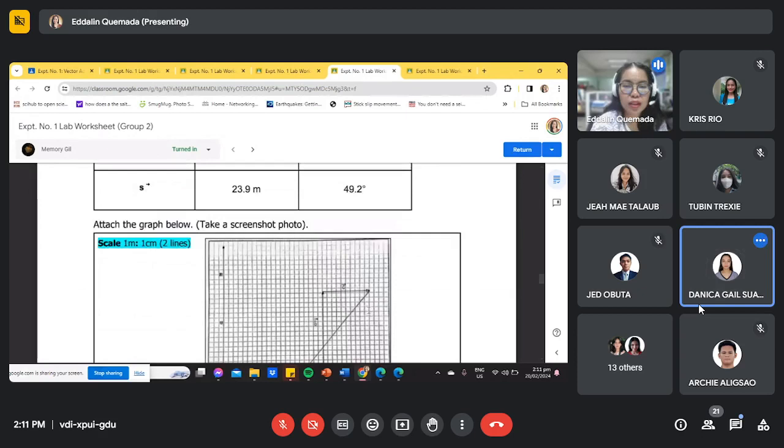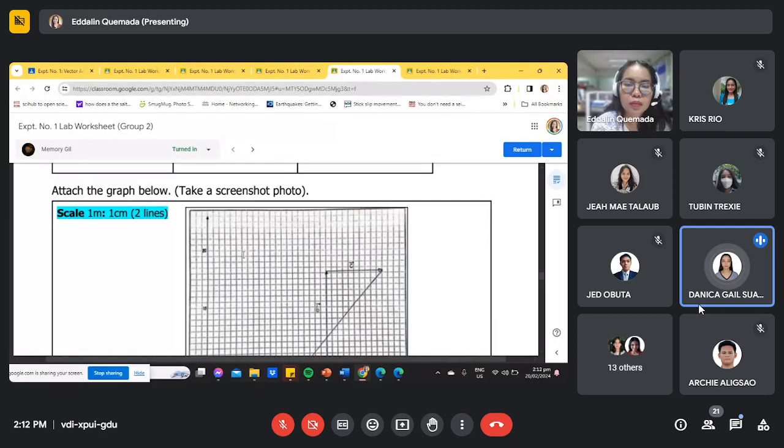Sige. Yes, miss. So ang scale nga gigamit is 1 meter is to 1 cm. To be specific, ang two lines sa graphing paper, miss, is 1 cm, which is equivalent to 1 meter. Bali ang duha ka grid. You're referring to the grid of the graphing paper. Yes.